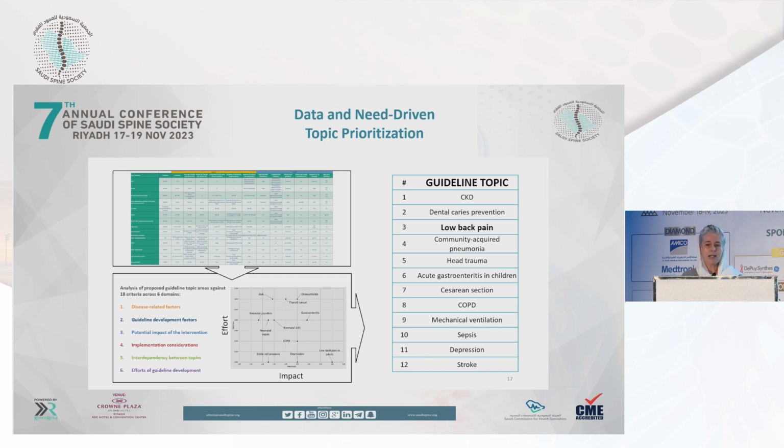You see here on the right-hand side the 12 topics of the clinical practice guidelines that are being developed as we speak, and 2 of them have already been published, the first 2, chronic kidney disease and dental caries prevention. Some of these topics might come as a surprise to you, and they came as a surprise to us as well. But it took a fairly elaborate, data-driven and need-driven process to arrive at them, starting out, of course, with the clinical burden parameters, but then very strongly also taking into account the so-called impact and effort factors together.